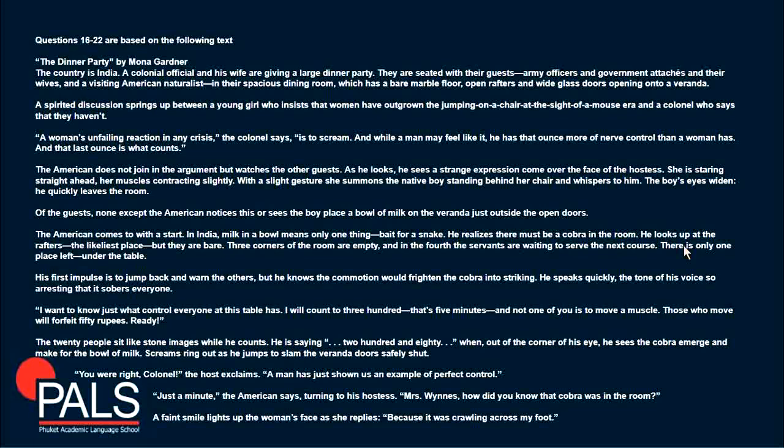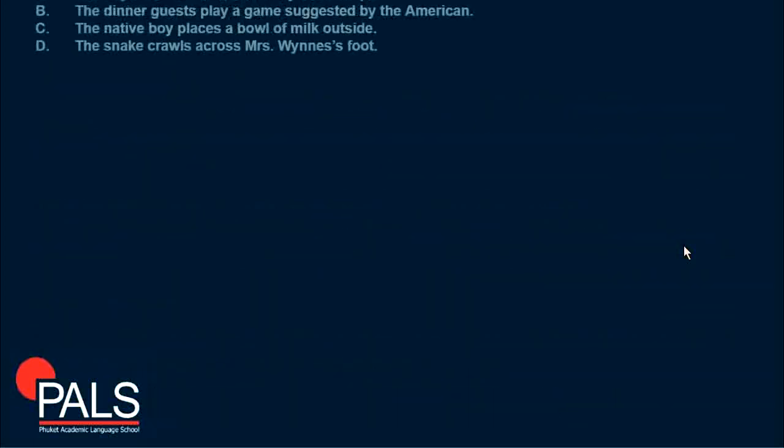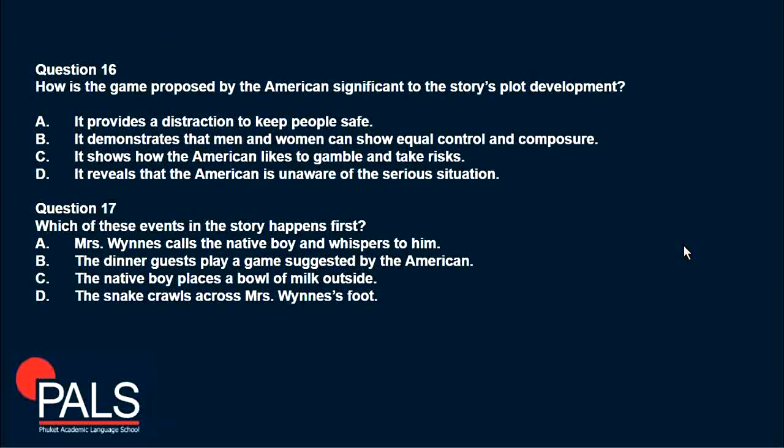So let's proceed with the questions. Let's take a look at questions 16 and 17. I'm going to read it and you can pause the screen, and then later on, we can discuss the answer. Question number 16. How is the game proposed by the American significant to the story's plot development? And question 17. Which of these events in the story happens first? I want you to pause your screen and have a minute to think about these questions.